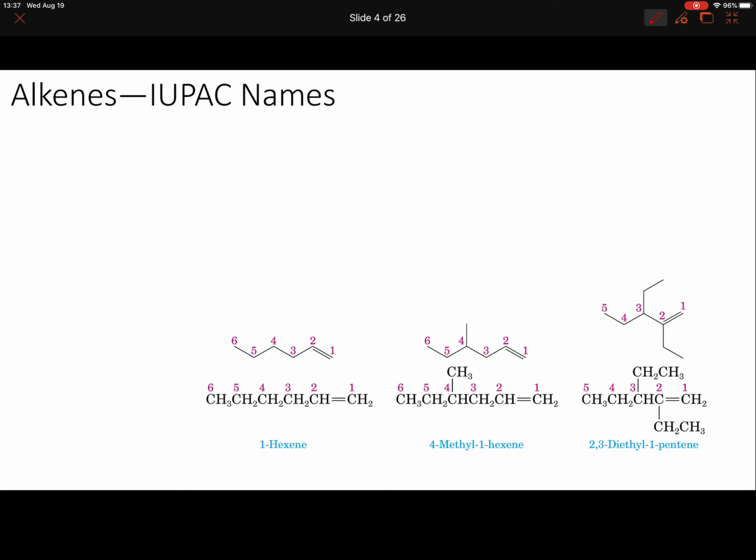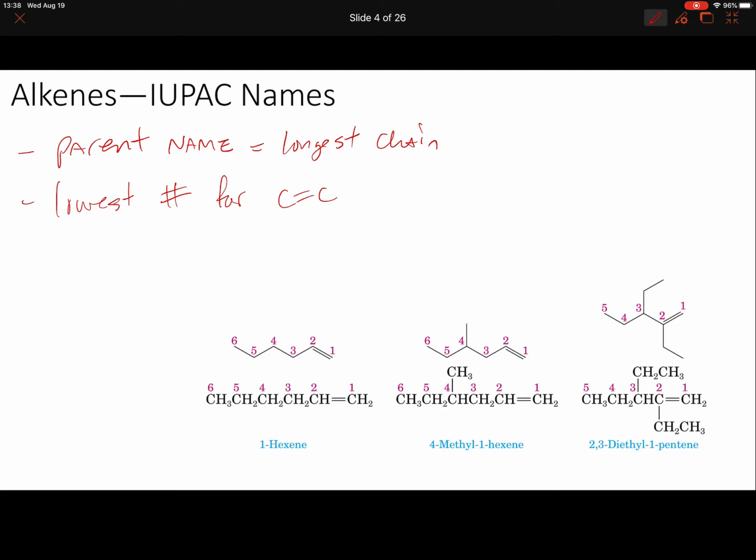Now, when we're naming alkenes, we're first going to give the parent name to that of the longest chain that contains the carbon-carbon double bond. So we'll give it a parent name. Again, longest chain. And then we'll number the chain from the end that gives the lower number to the carbons of the carbon-carbon double bond. Lowest number for the double bond. We'll locate the carbon-carbon double bond by the number of its first carbon.